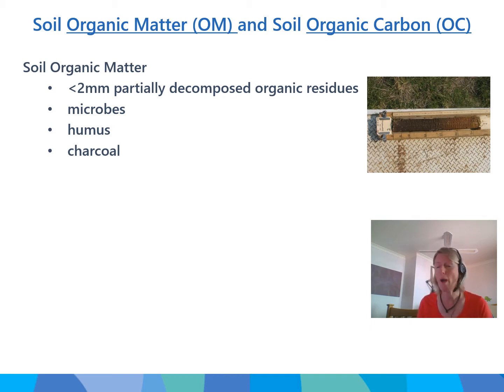It's composed of microbes, humus, and charcoal, like I spoke about in the previous slides. However, we know that organic matter in soil exists in all different forms and fractions and sizes. So we can have organic matter that is 2 millimeters, we can have organic matter that's 2 meters long in terms of plant roots and fungal hyphae.